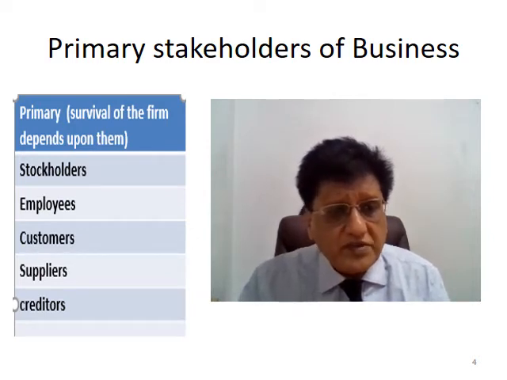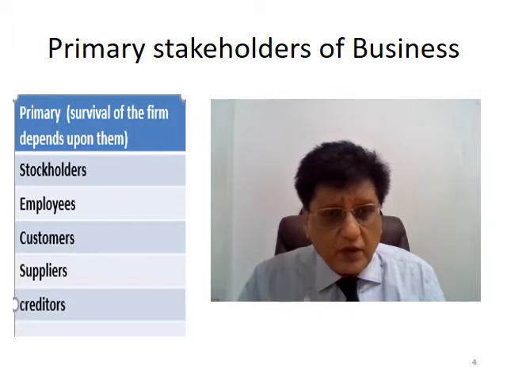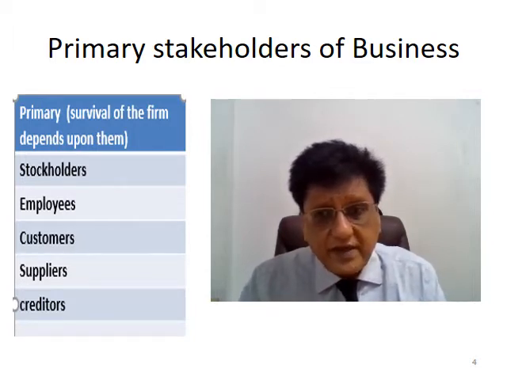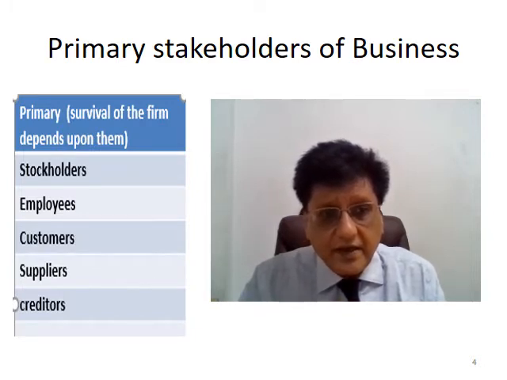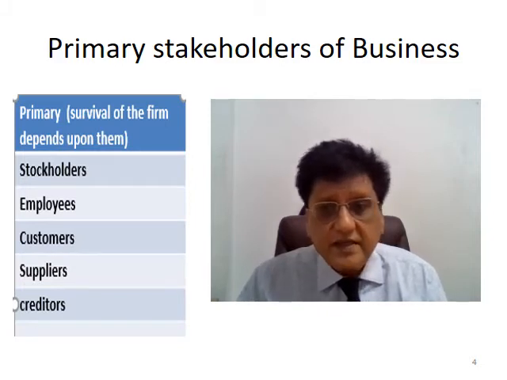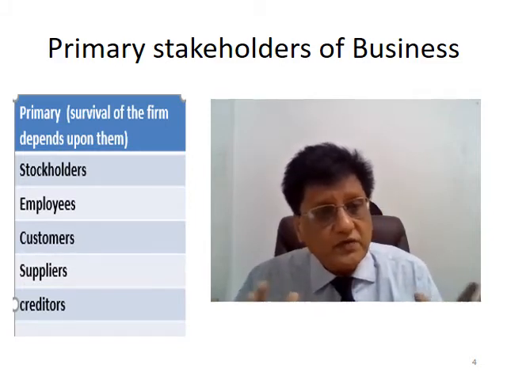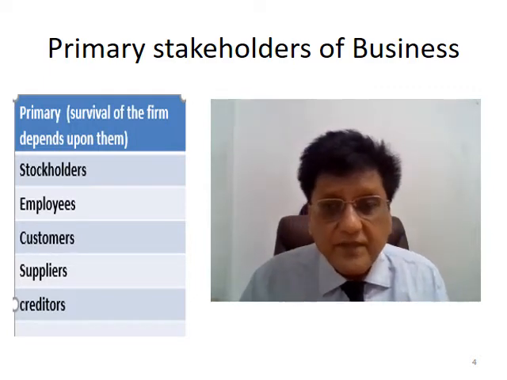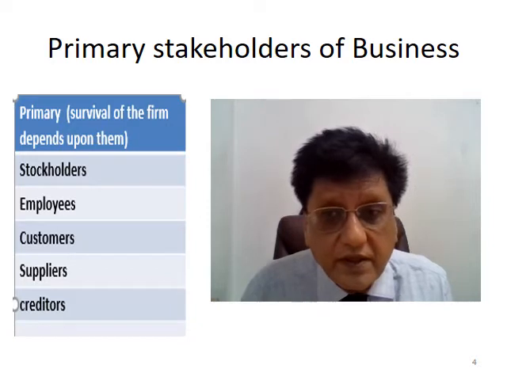So Professor Freeman, in his book, the reference which I will provide you, has done a very nice demarcation of stakeholders. He has said there are two types of stakeholders. One is a primary stakeholder and one is a secondary stakeholder. So what is a primary stakeholder?